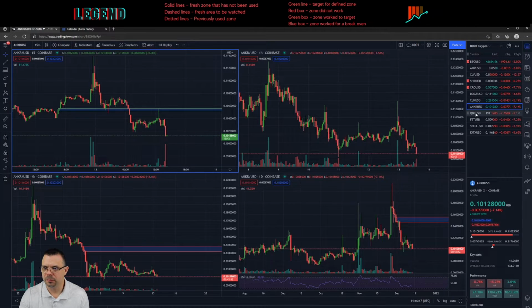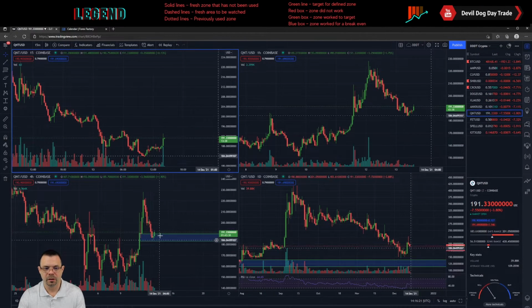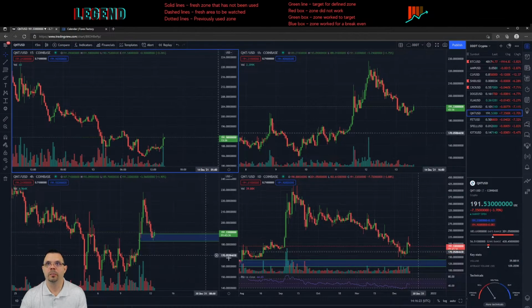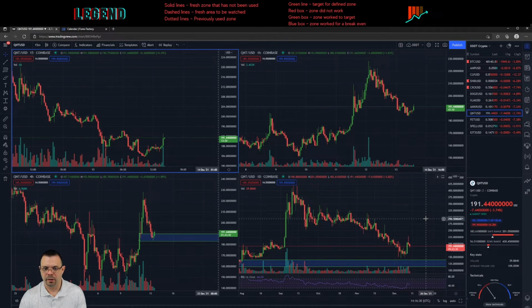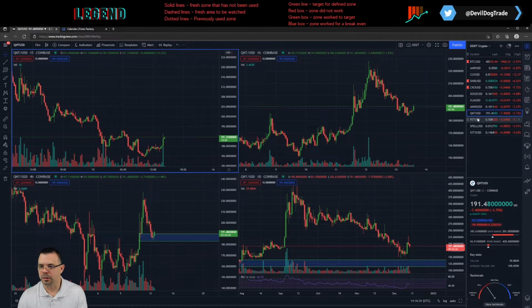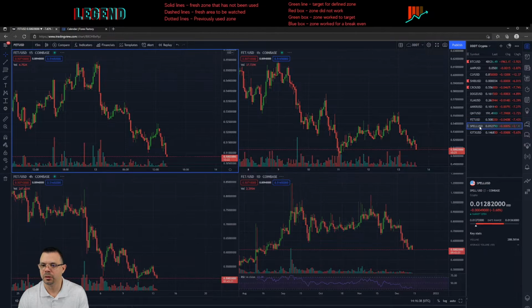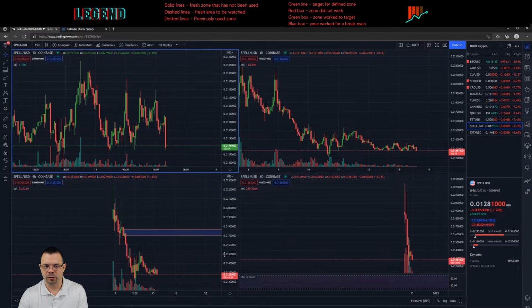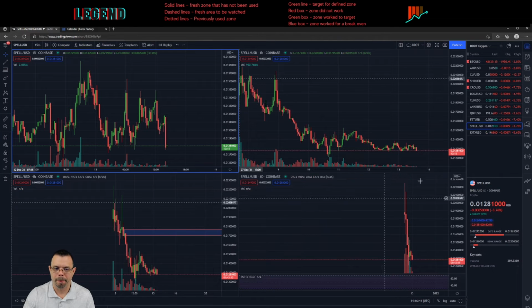And QNT, I think, had a really good 240-minute time frame one, looking pretty good over here. And right below it, we've got a daily one. The price has come very close to multiple times now, and could end up being a very, very strong one for a bigger move up on this one. FET, there were no zones. Spell, we've got a short on a 240-minute time frame at 0.017.